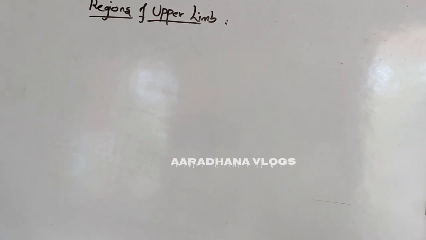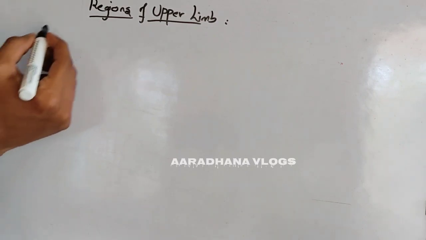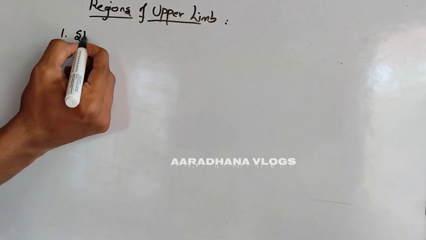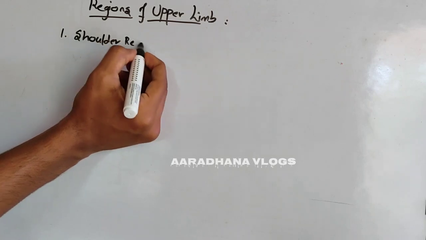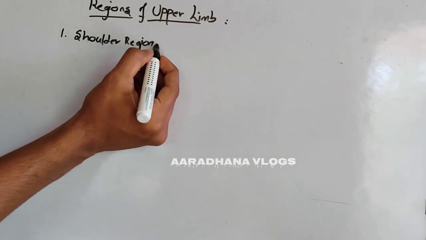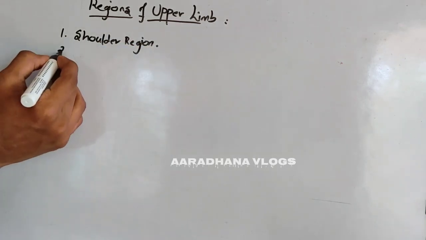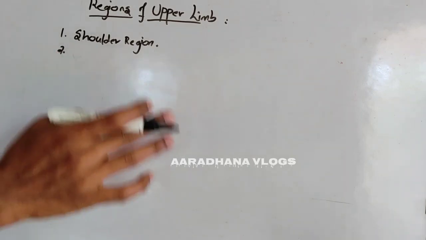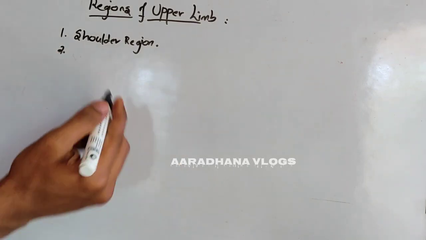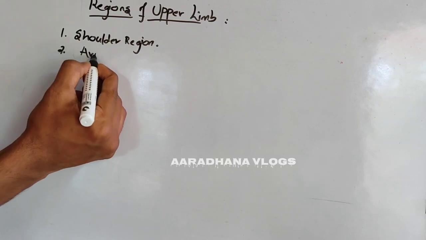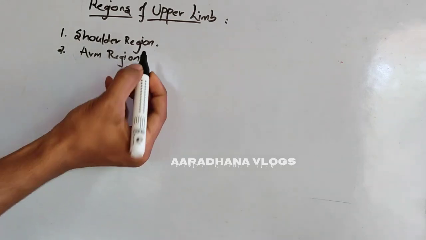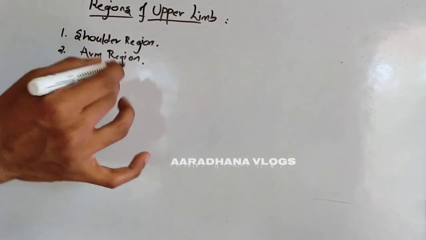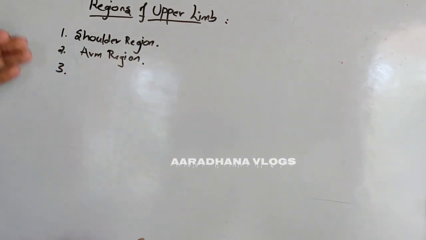The first region is the shoulder region. You can make your notes simultaneously so that it will be very beneficial to you. The second region in the upper limb is the arm. We had discussed all this in the previous video, previous class also. In this we will be dealing with it more briefly.